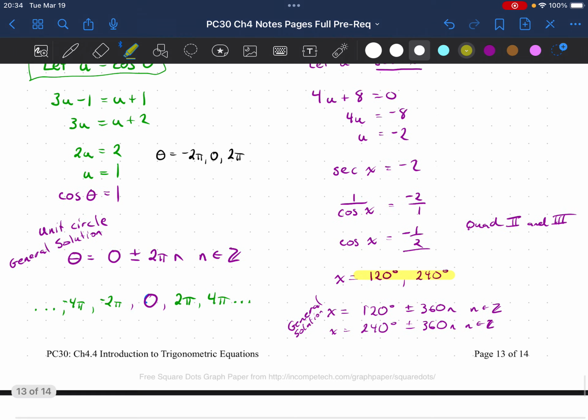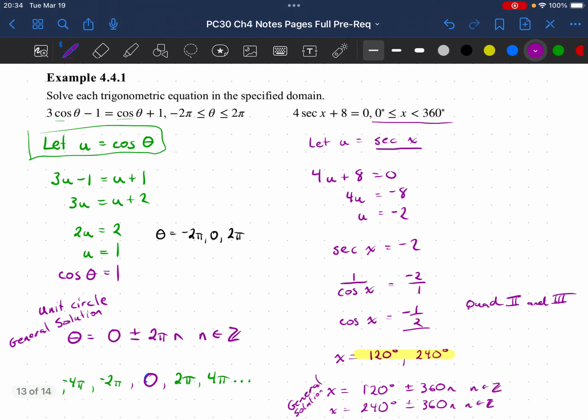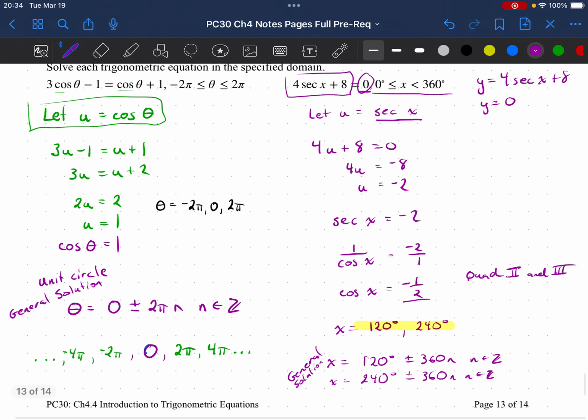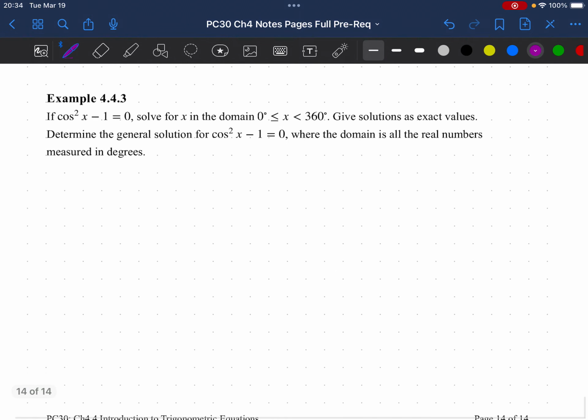Now again, you can check this by graphing this equation. Since the equation equals 0, you graph y equals 4 secant x plus 8, and you see where it touches the x-axis, because y equal to 0 is your x-axis. All right, hopefully this process makes sense to you. Let's take a look at our last one.